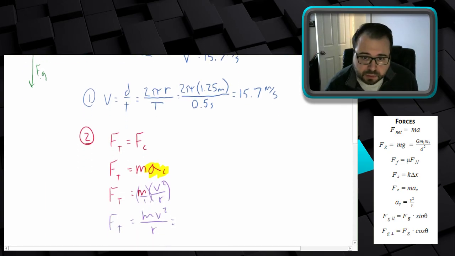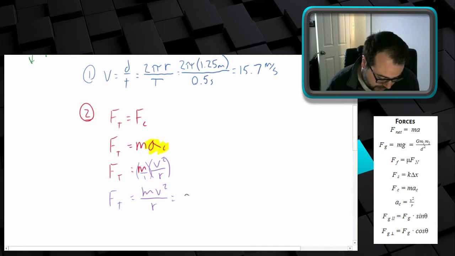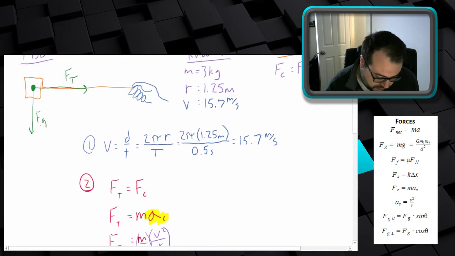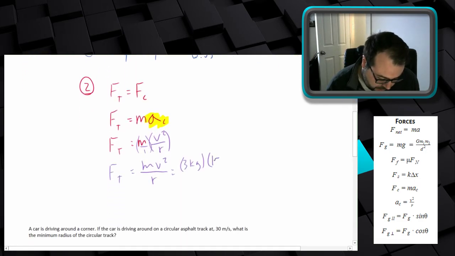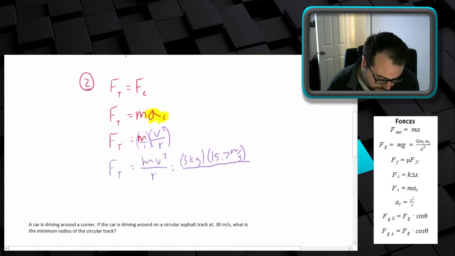Mass 3 kilograms. So we've got a 3 kilogram mass being plugged in. Then we have the speed, 15.7 meters per second, over the radius of 1.25 meters.